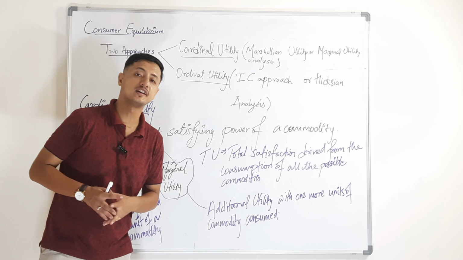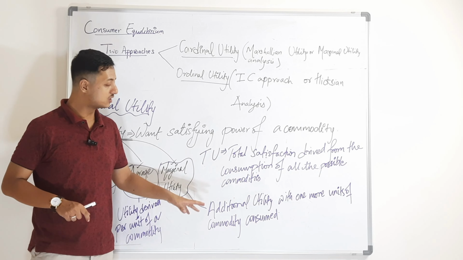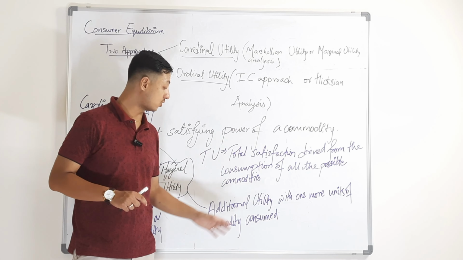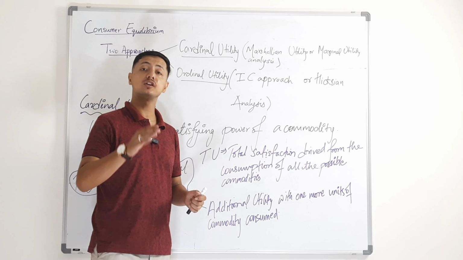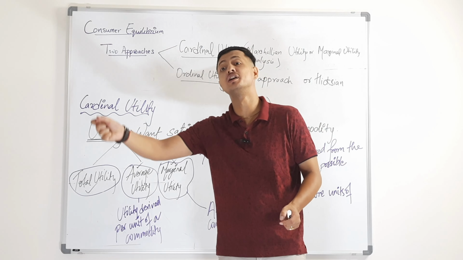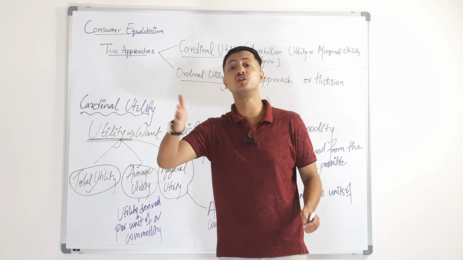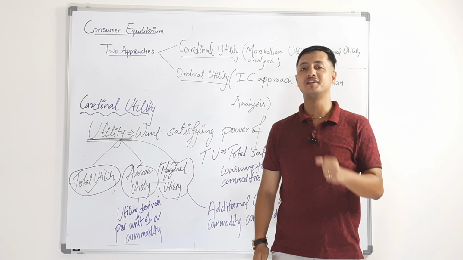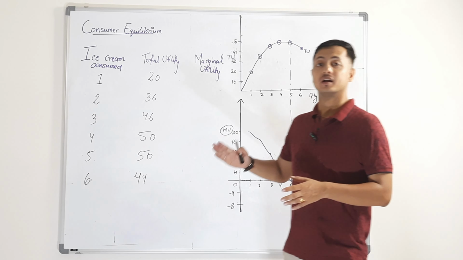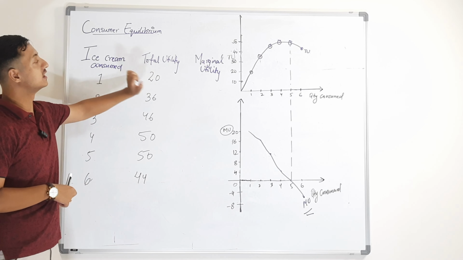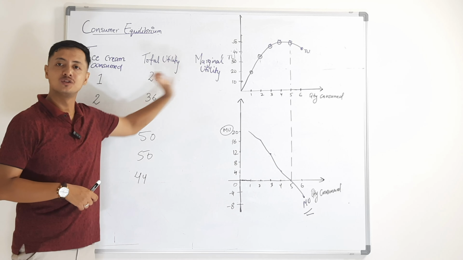So marginal utility is additional utility with one more unit of commodity consumed. As you consume one more unit, what is the addition of the utility that you have got? What is the additional utility that you have achieved? That is marginal utility.